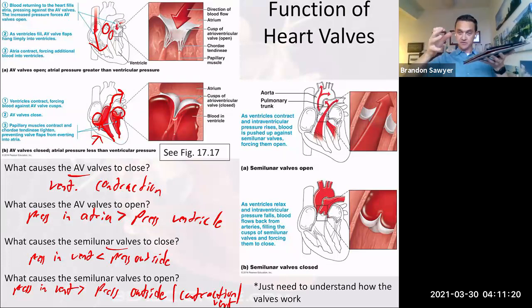As soon as that ventricle starts relaxing, the pressure in the ventricles drops lower than the pressure out there in the body, out in the aorta. So the blood just makes a U-turn and comes right back towards the heart, right? And when it does that, it comes back towards the heart this way, slaps those shut, and that's what causes the closing.